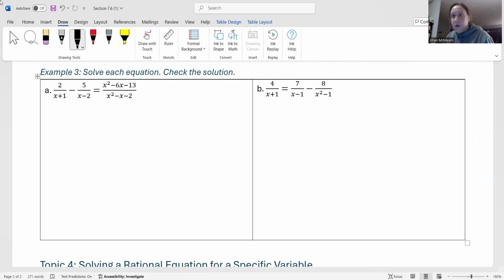Okay, so let's look at our first example. Example 3 says solve each equation, check the solution. For the sake of time, I'm not going to physically check the solutions, but we are going to check our solution sets against the restricted values and make sure the solution doesn't show up in the restricted values. Okay, so first we have 2 over x plus 1 minus 5 over x minus 2 equals x squared minus 6x minus 13 all over x squared minus x minus 2.